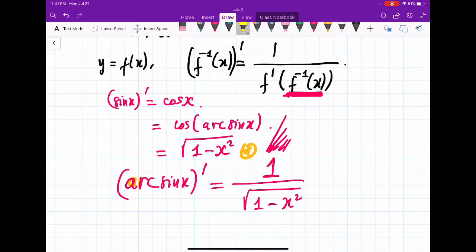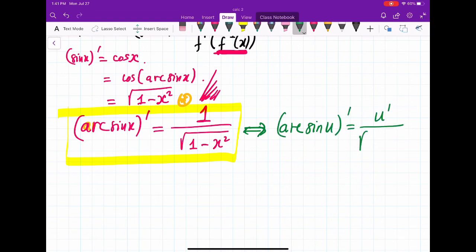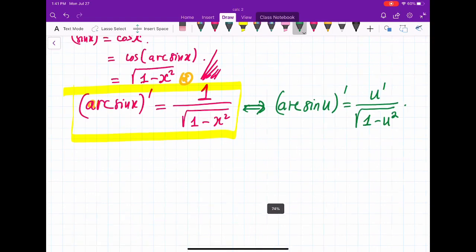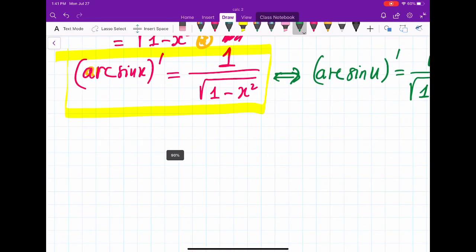Okay, so this is the formula we need to memorize. If we use the chain rule, we will have the following formula: the derivative of arc sine of u equals u prime divided by the square root of 1 minus u squared. Okay, so you can do very similar steps.